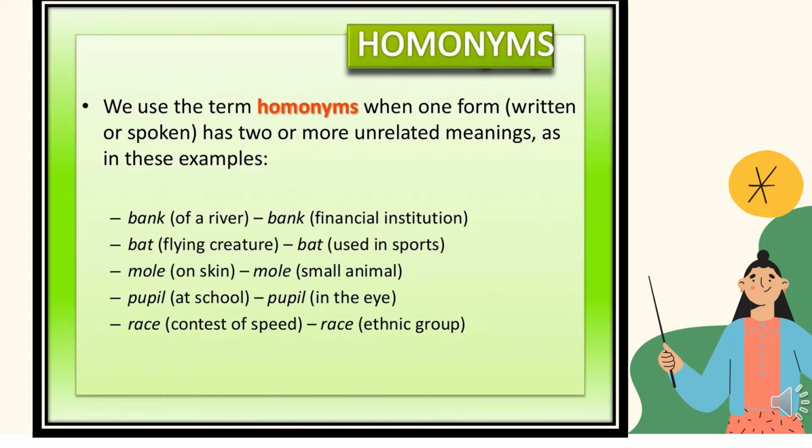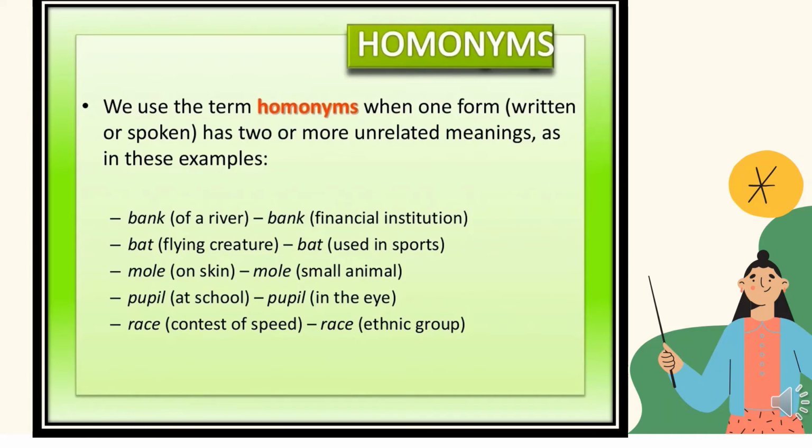Another example, the word pupil. It could be at school or in the eye. Then we also have the word race. It could mean a contest of speed or an ethnic group.